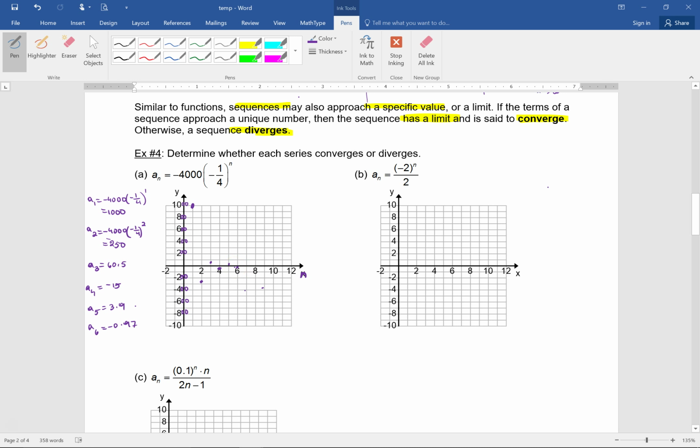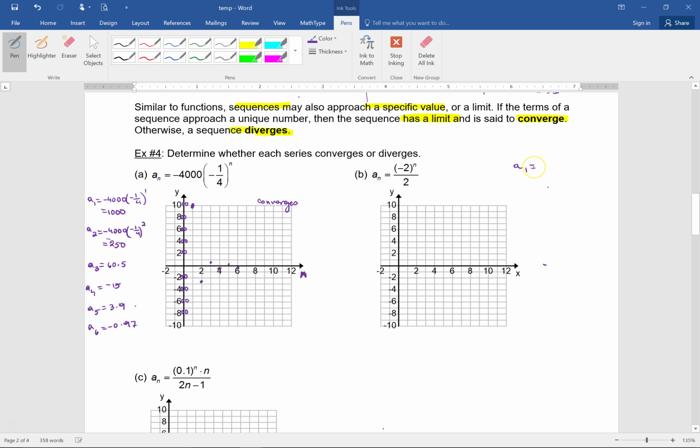So what's happening? As n progresses, slowly from both ends, it's beginning to approach 0. This is a convergent graph, so it converges. You do not connect anything because remember, this is just a list of numbers. They're discrete numbers, okay?